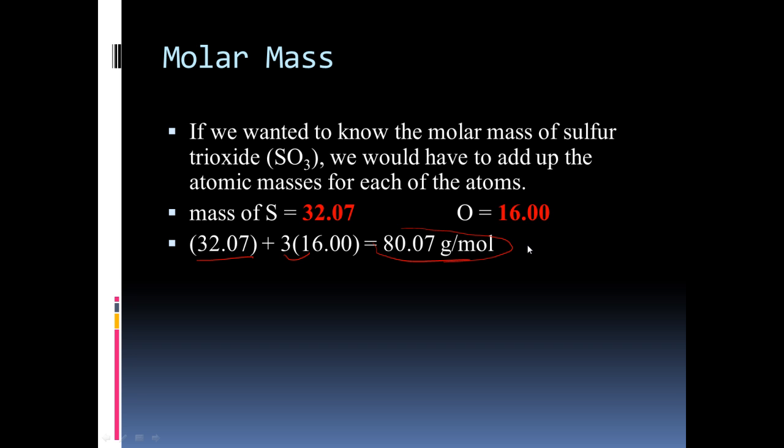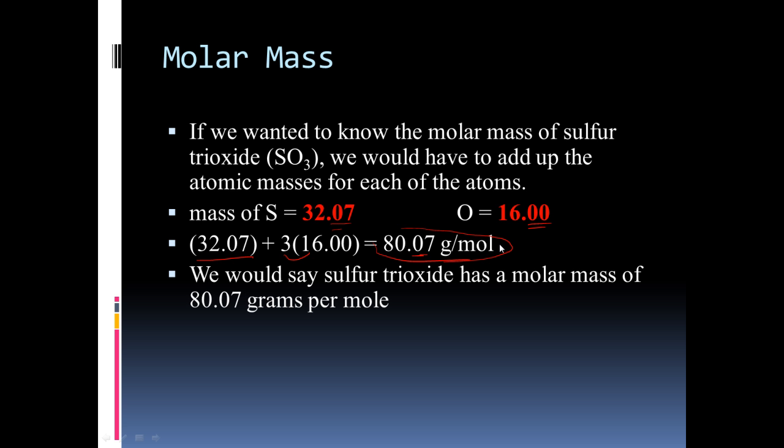And we want to remember our rule for addition and subtraction for sig figs, which means you count the spots after the decimal. So I have 2 spots after the decimal here, 2 spots after the decimal here. When I add them all up, I still have 2 spots after the decimal. So we're good. So what this means is we would say sulfur trioxide has a molar mass of 80.07 grams per mole. Or if I were to count out 6.02 times 10 to the 23rd molecules of SO3, it would weigh 80.07 grams.